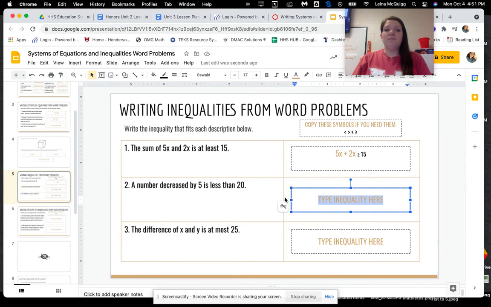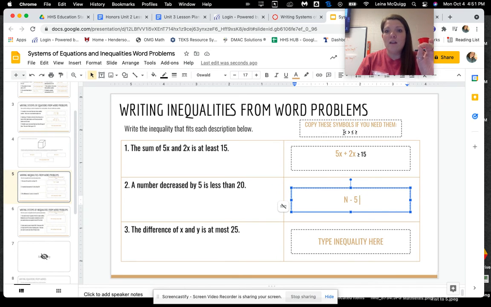Then we have a number decreased by 5 is less than 20. So a number, we don't know what that number is. We're going to use a variable. Let's just use n. I'm going to make up some random variable. Okay, n decreased by 5. Decreased is a subtraction word, so minus 5 is less than 20. So that literally tells you what symbol to use.